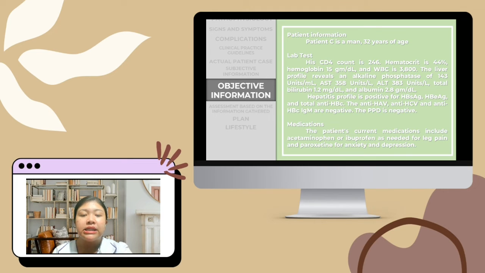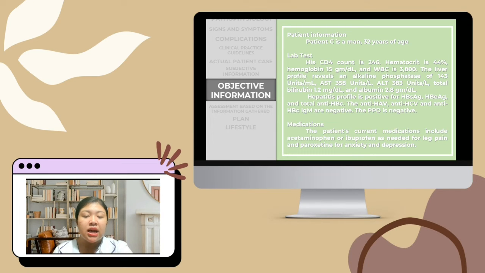The liver profile reveals an alkaline phosphatase of 143 units per milliliter. AST is 358 units per liter. ALT is 383 units per liter. The total bilirubin is 1.2 milligrams per deciliter, and the albumin is 2.8 grams per deciliter. The hepatitis profile is positive for HBsAg, HBeAg, and total anti-HBc. The anti-HAV, anti-HCV, and anti-HBc IgM are negative. However, the PPD is negative.